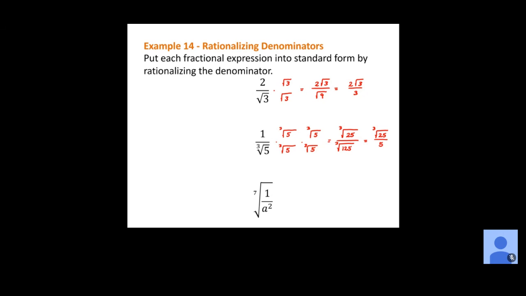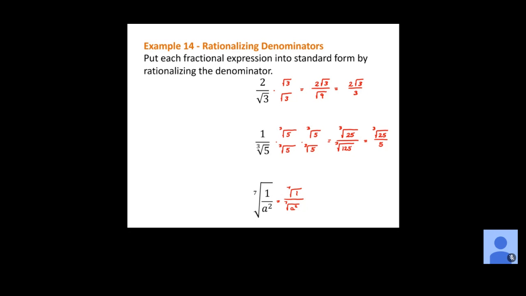All right, now this last one, we have the 7th root of 1 over a squared. Now, just remember, I could rewrite this as the 7th root of 1 over the 7th root of a squared, because with division, we are allowed to separate like that. The 7th root of 1 is just 1, right? So that we can actually simplify pretty easily. So now it's just a question of what do we need to multiply the denominator by to get rid of the radical that's down there?